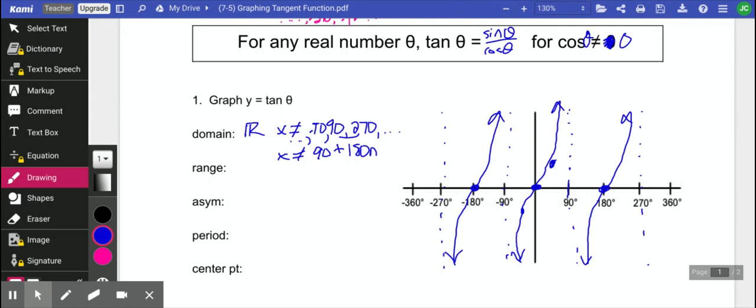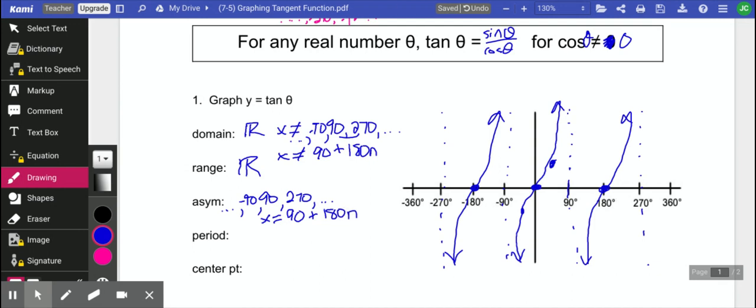All right, now the range of this we can do. It is all real numbers, because this keeps going on and on forever. The asymptotes happen at 90 and 270 and negative 90 and negative 270, so they keep happening in both directions. Another way you can write this is the asymptotes happen, let's see, the first one's at 90, and then they happen every 180 degrees. So we say plus 180 n.